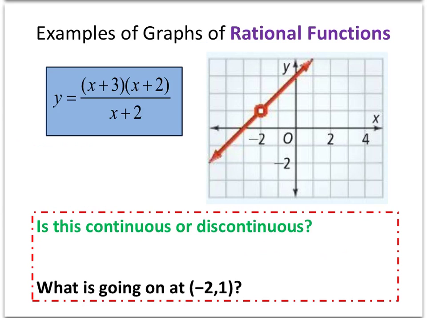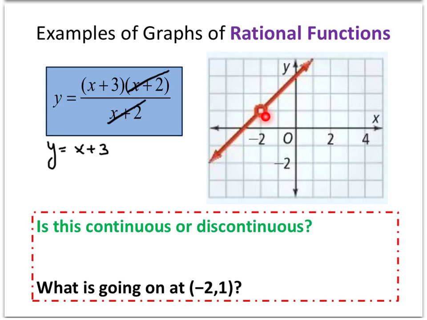Here is another example of a rational function. Now the equation looks like a rational function, but when you look at the graph, it looks like a line. The reason for this is that I have an x plus 2 on the top and an x plus 2 on the bottom. So these are going to divide out and leave me with 1. So I'm just going to have y equals x plus 3. Well, the graph of y equals x plus 3 is just a line in the form y equals mx plus b.